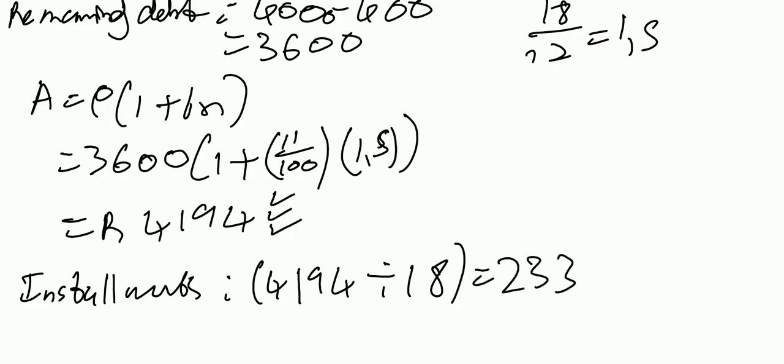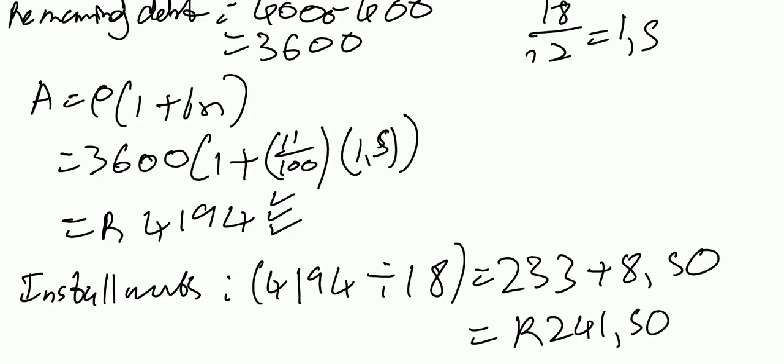233. But then remember, this 233 is not James' monthly installment. It is James' monthly installment for the phone, but then the insurance is not included. We must also include the insurance. The insurance being R18.50. And remember, it is paid monthly. That is why we just say plus R18.50, which is going to be R241.50. Remember, this is money. So James' monthly installment is going to be R241.50.